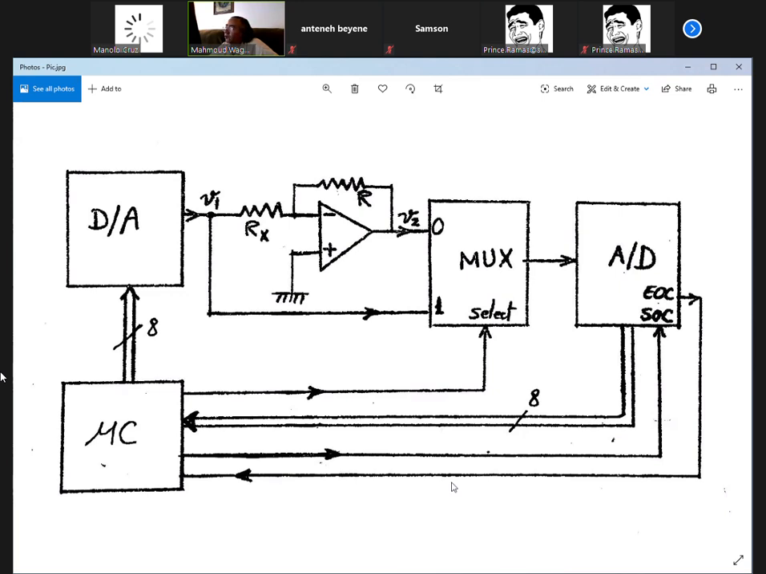Rx is an unknown resistance. It's like a Wheatstone Bridge, where I'm just giving you a simple problem like a Wheatstone Bridge. But that's not a bridge. That's a simple computer automated measurement procedure. Yeah, that's all.